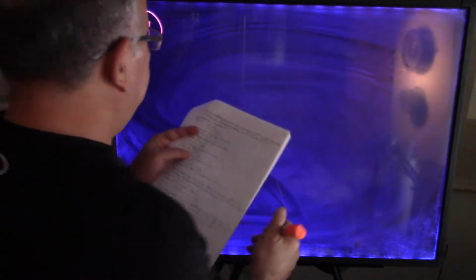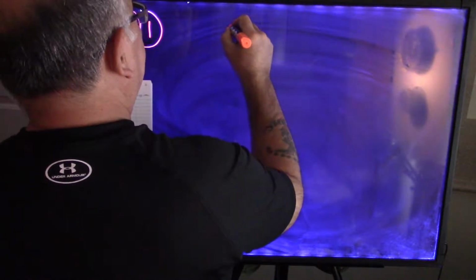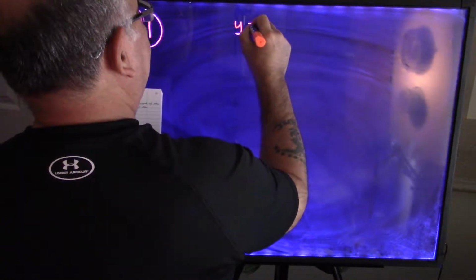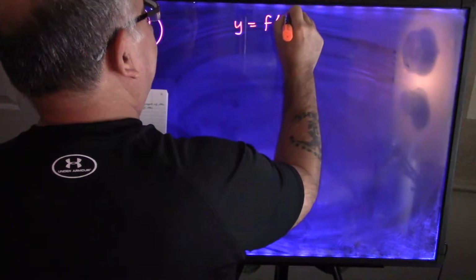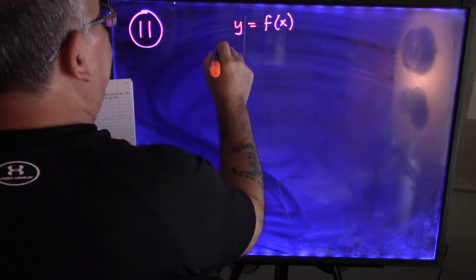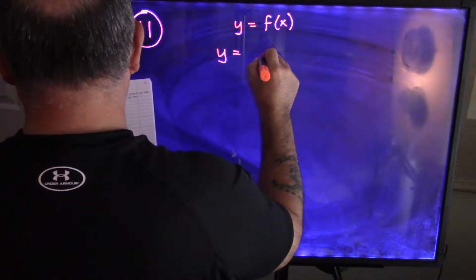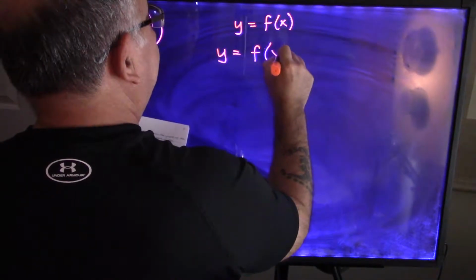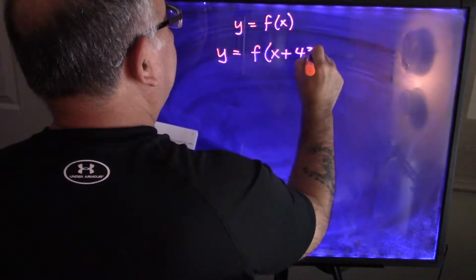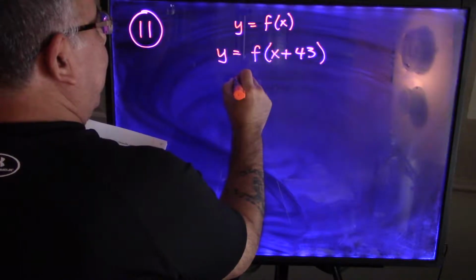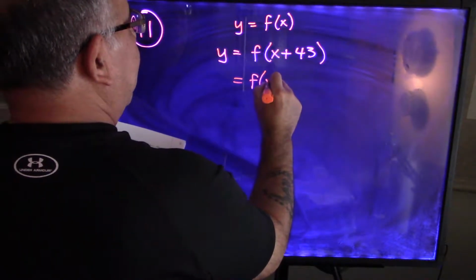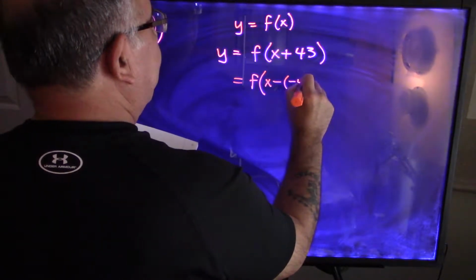Number 11. For the following exercises, describe how the graph of the function is a transformation of the graph of the original function f. So on number 11, the original function we'll assume is y equals f of x. And now what we have is y equals f of x plus 43. Change that to f of x minus a negative 43.